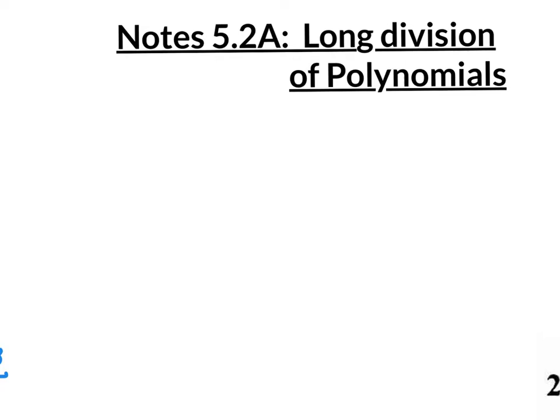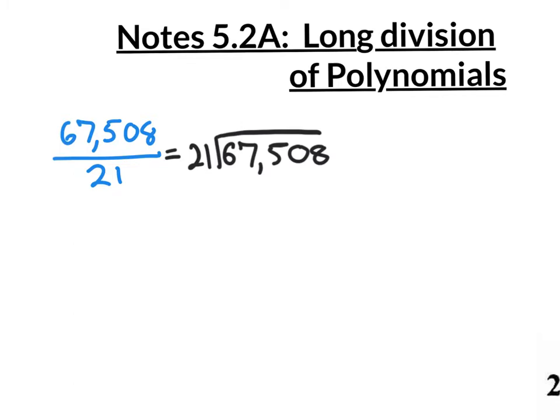Anyway, in order to understand long division of polynomials, we need to really understand regular long division that we used to do back in the 5th grade. So here's the problem. It says 67,508 divided by 21. So we first must rewrite this with the numerator inside the division box and the divisor on the outside. The next thing to do is to not really think how many times will 21 go into 67,508. That's kind of ridiculous.